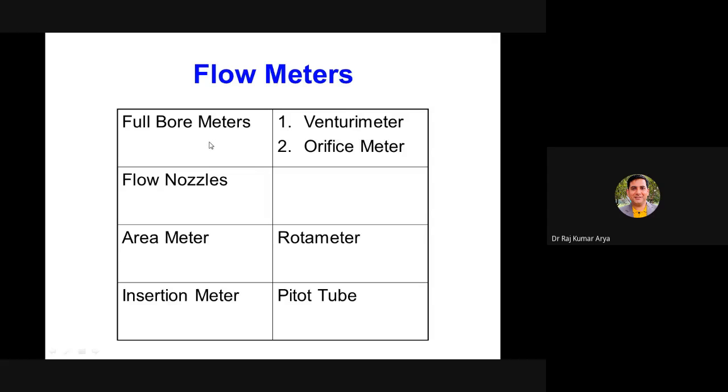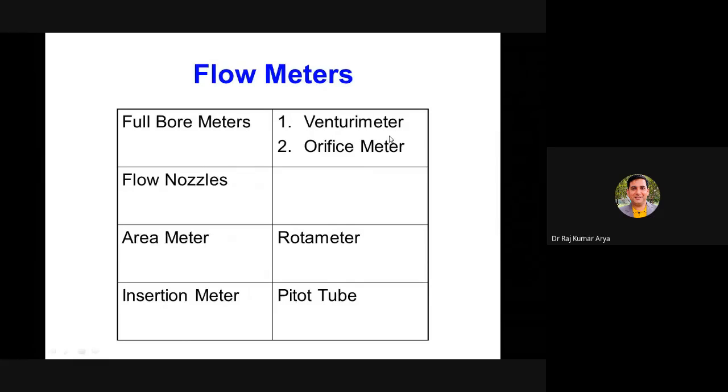So in case of velocity, you have the insertion meter. This is actually a pitot tube. It will calculate the velocity in a fluid at any point. Just dip it at that particular place and you will get the velocity. How does it work? I will show you. Then one is called the full bore meter. In the full bore meter category, you have two things: venturi meters and the orifice meter.